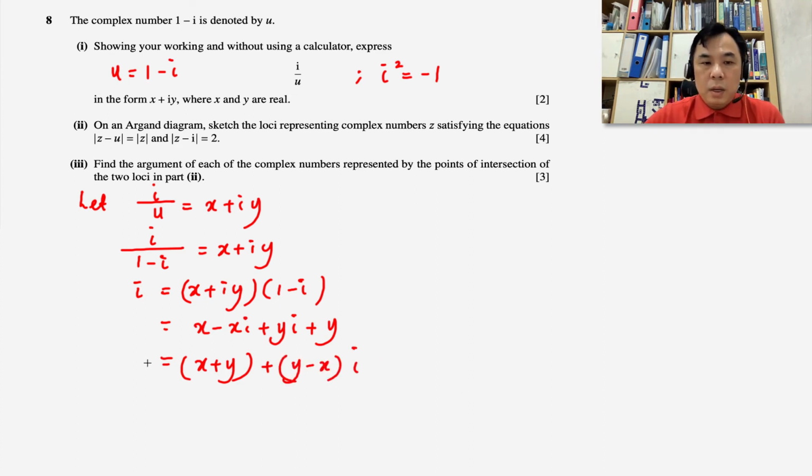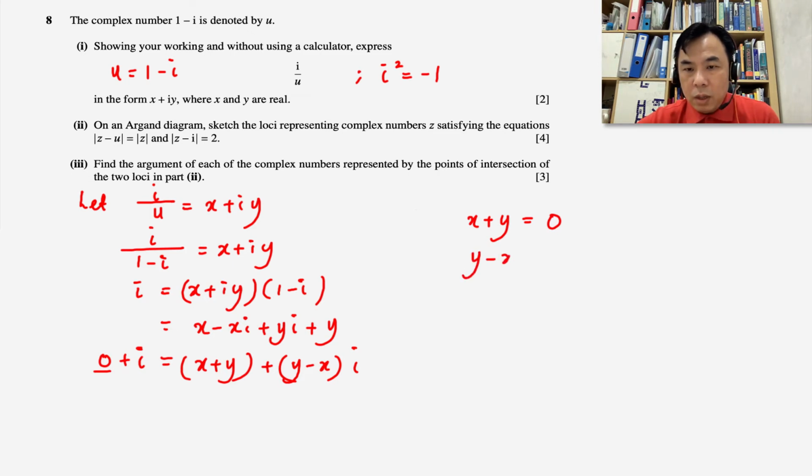All right, and then on our left hand side we only have an imaginary number. Therefore, by comparison, we can conclude that x plus y must be equal to 0, because there is no real part here. There's only an imaginary part, which is given as a 1. Okay, and then the next move from here is to solve this simultaneously.